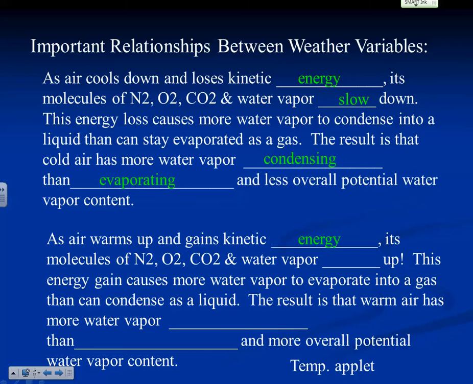Air warms up, it gains kinetic energy. Those molecules start vibrating faster, moving faster, and they speed up. This energy gain causes more water vapor to evaporate. So you have a surface like a lake or a pond, and more water molecules have the ability to evaporate into the air as a gas than can condense as a liquid. The result is that the warm air has more water vapor evaporating than it does condensing. These things are always happening concurrently, but there's more evaporation in the warmer air than condensing.